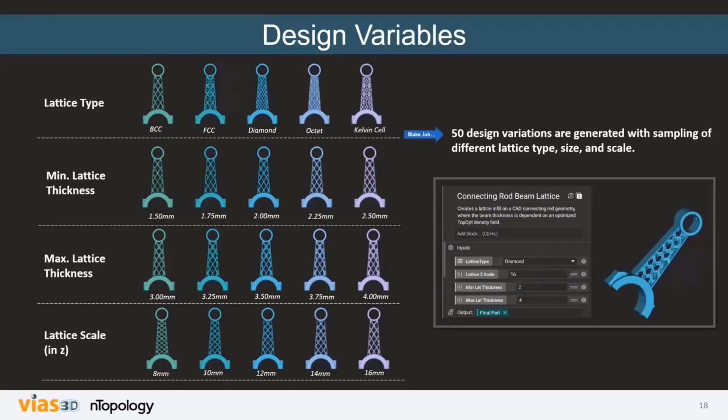So like I said, we're doing 50 design variations here. Glenn will talk more about that in just a second. But those are the range of design parameters. So keep in mind, it's not just these 20 designs, right? It's a combination of these parameters all being cycled through and sampled. So you might have a Kelvin cell with a certain max, min thickness and Z scale.